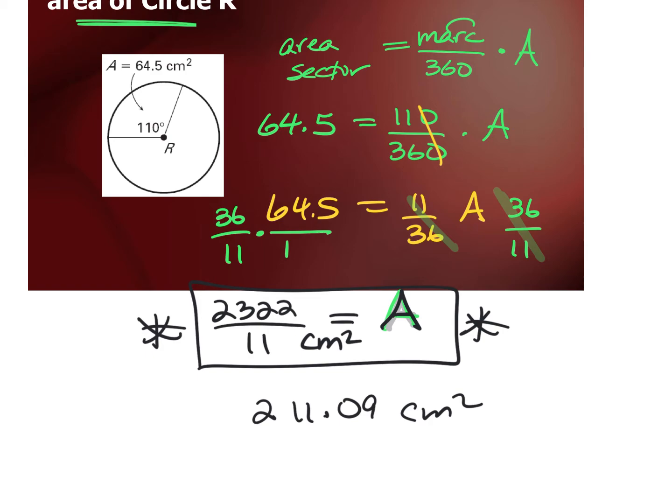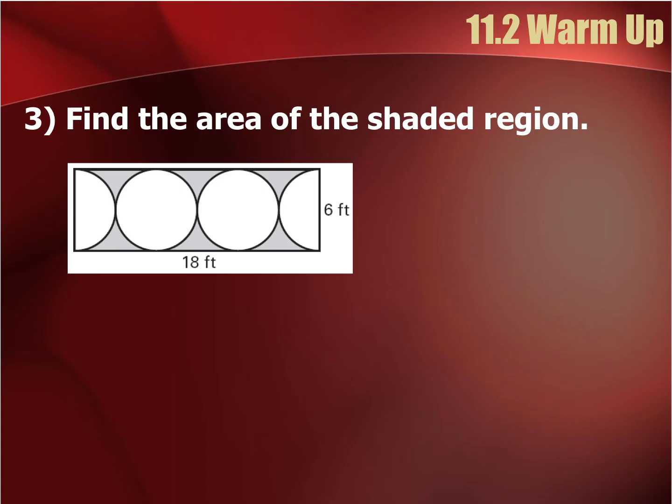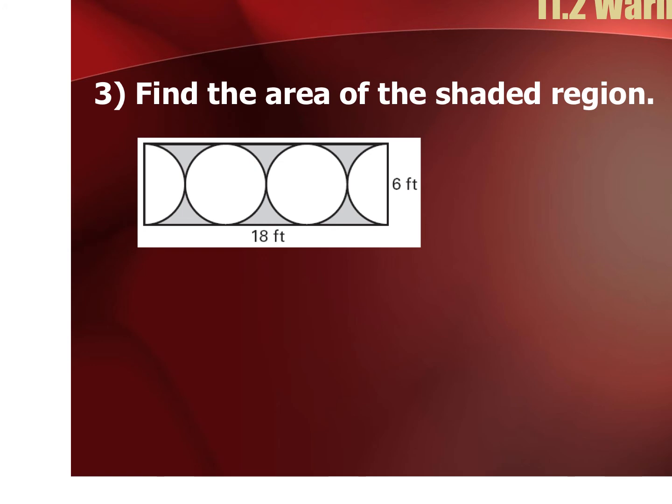Next one wants us to find the area of the shaded region. And again, we're leaving it in terms of pi. So watch how we're doing this one. Here, the shaded region is the gray. I need to find the area of the rectangle.